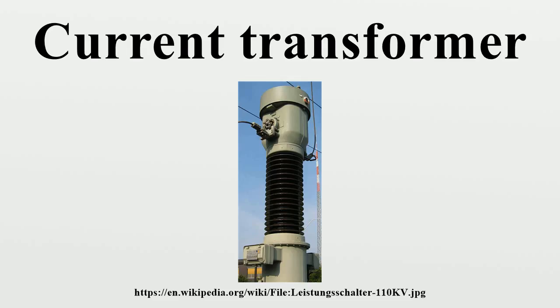ANSI, IEEE burden ratings are B-0.1, B-0.2, B-0.5, B-1.0, B-2.0 and B-4.0. This means a CT with a burden rating of B-0.2 can tolerate an impedance of up to 0.2 ohms on the secondary circuit before its accuracy falls outside its specification.